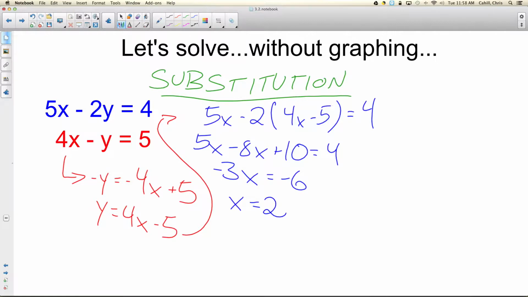So I have to solve for y. So I take my x's 2, and I plug this back into here. So I get y is equal to 4 times 2 minus 5. So what's y equal to? 3. 8 minus 5, which is 3. Now again, what is this? Well, yes, it's substitution, solving algebraically, solving a system of linear equations.